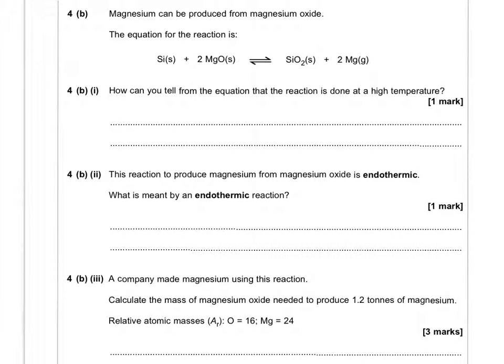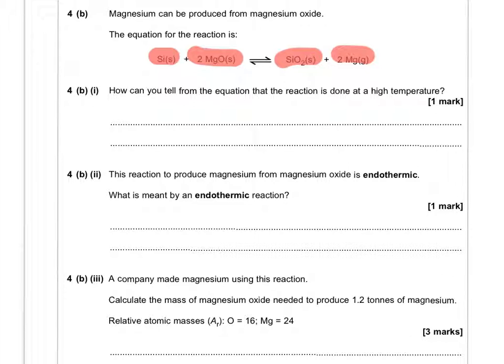Onto 4b, bit of a change in direction. Magnesium can be produced from magnesium oxide. The equation for the reaction is silicon plus magnesium oxide goes to silicon dioxide and magnesium. Quite a tricky one now. How can you tell from the equation that a reaction is done at high temperature?